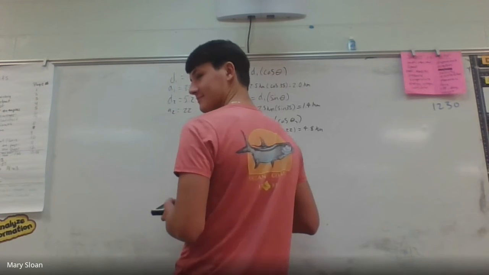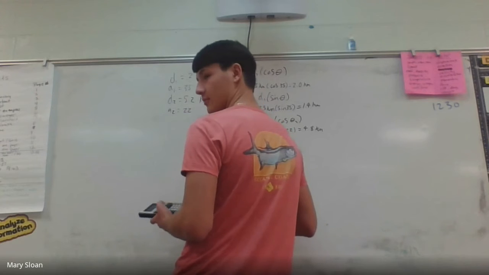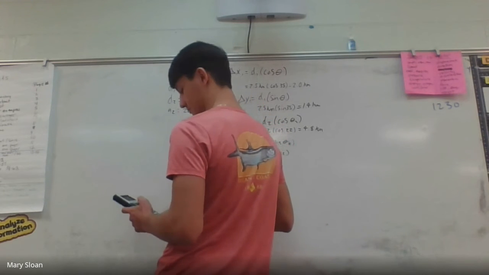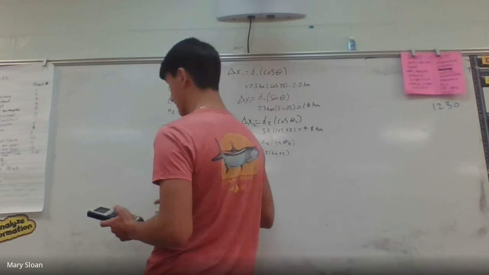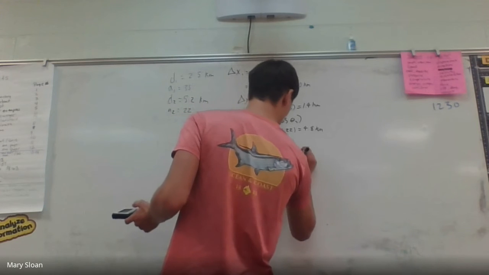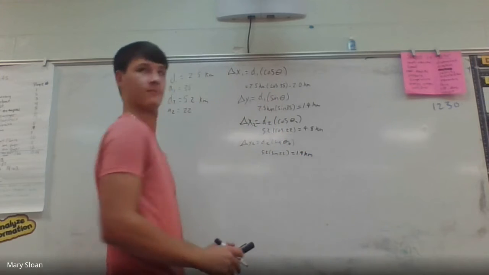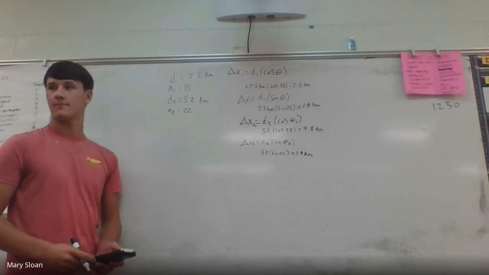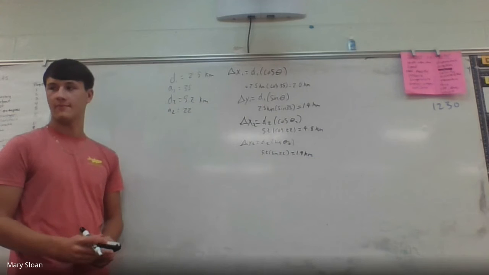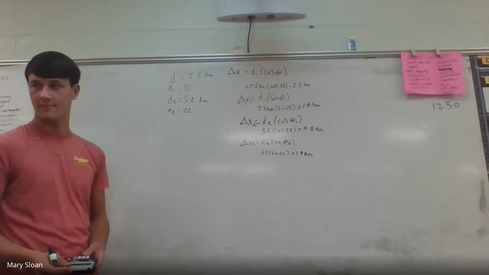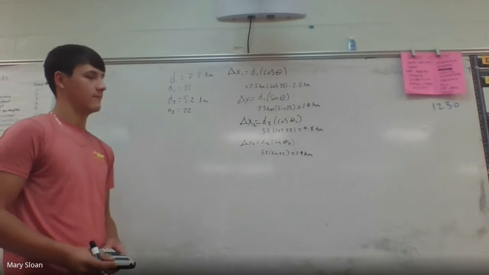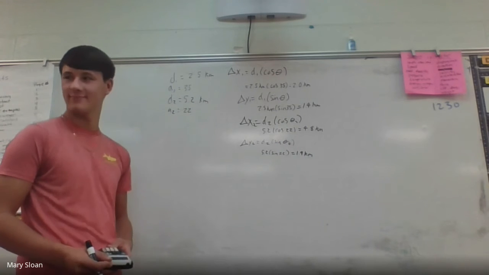1.9. What'd you get? 1.9. 4.9? Or you 1.9. 1.9, yes, perfect. Okay, so the first thing we're wanting to do is find the change in X, change in Y for the first and then for the second. Once we get that done, now we're going to do the change in X total.